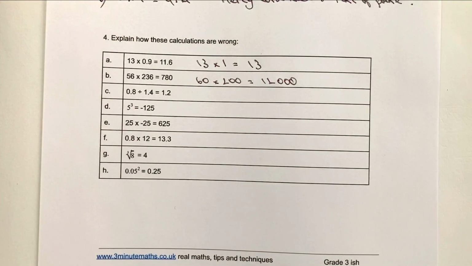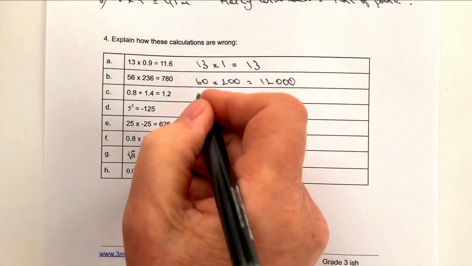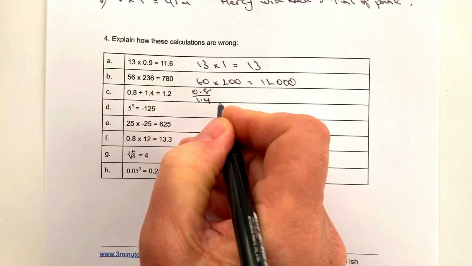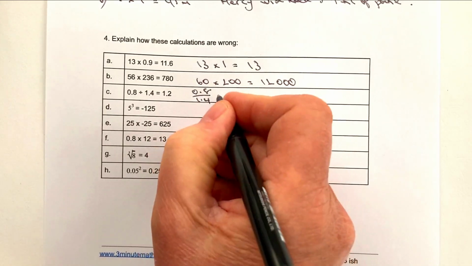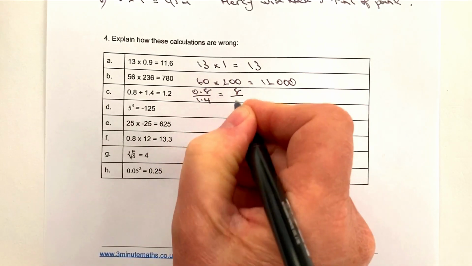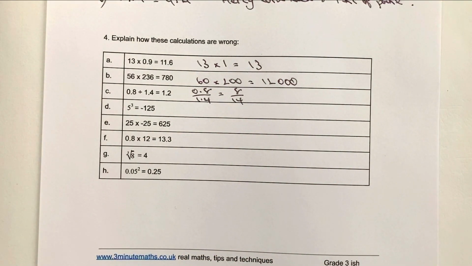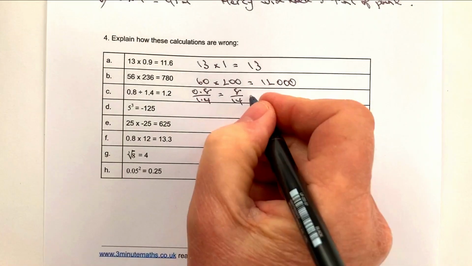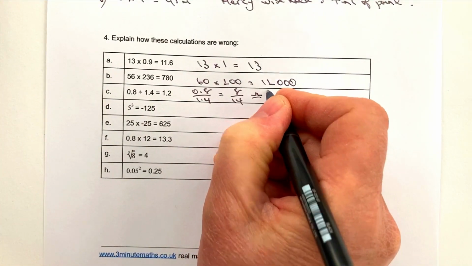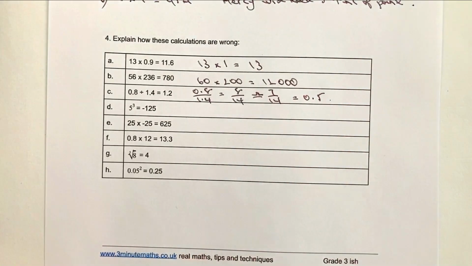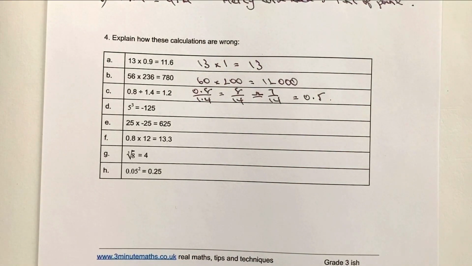Okay. Part C is going to be 0.8 over 1.4. So if I write that as a fraction, it'll give you some idea that if I then move the decimal point, I'm going to get 8 over 14. Okay, well, 8 over 14 is very, very close to 7 over 14, which is equal to 0.5. So actually, the answer would be very close to a half.